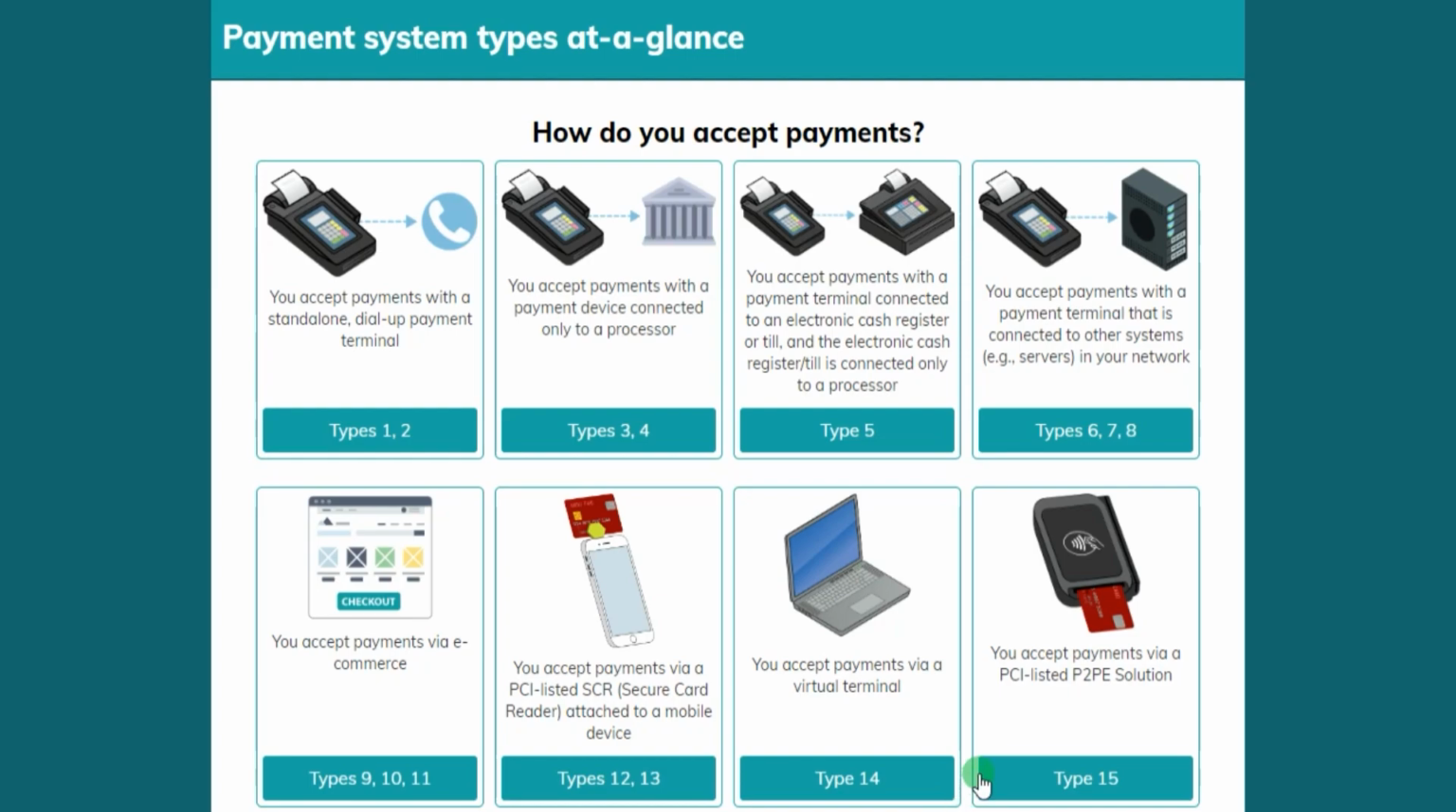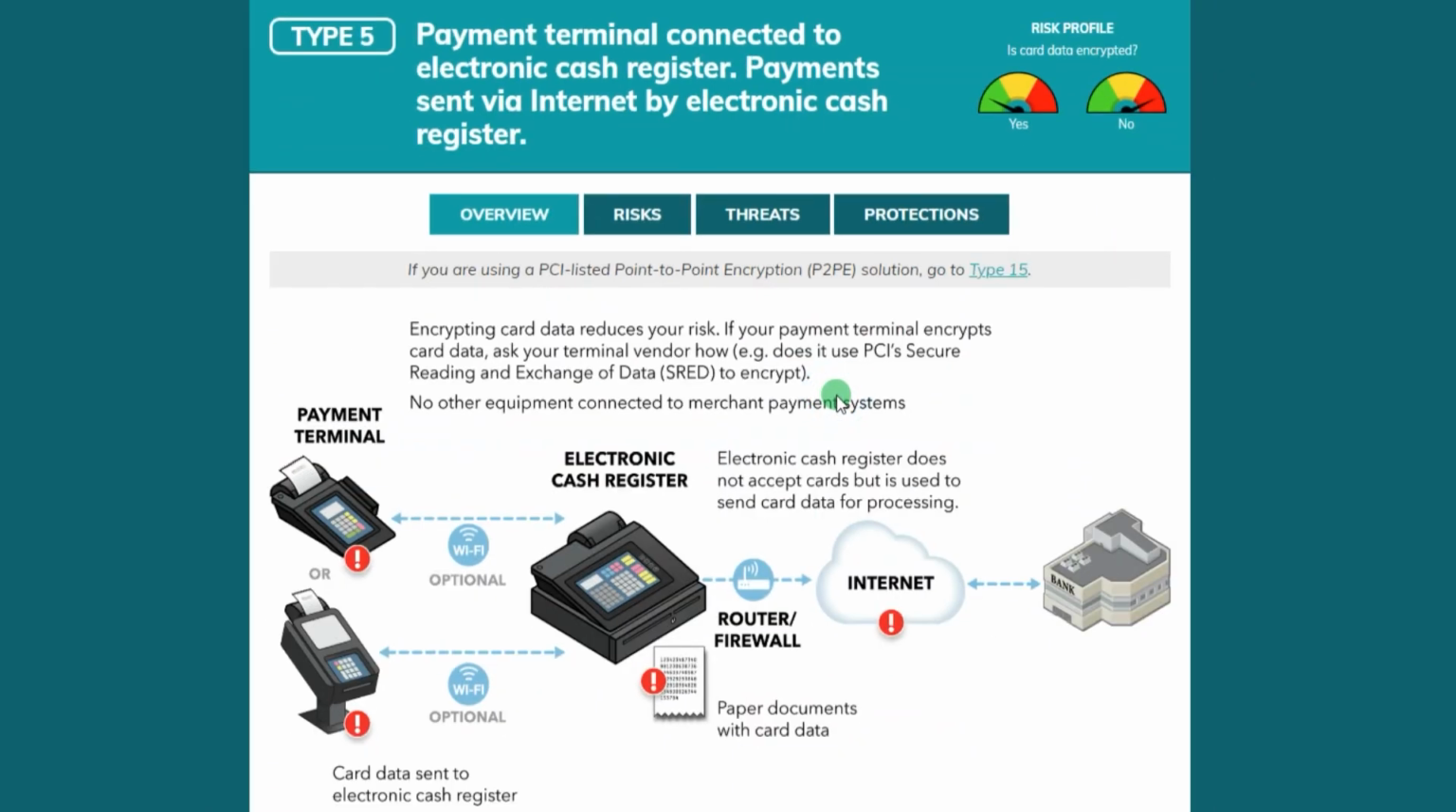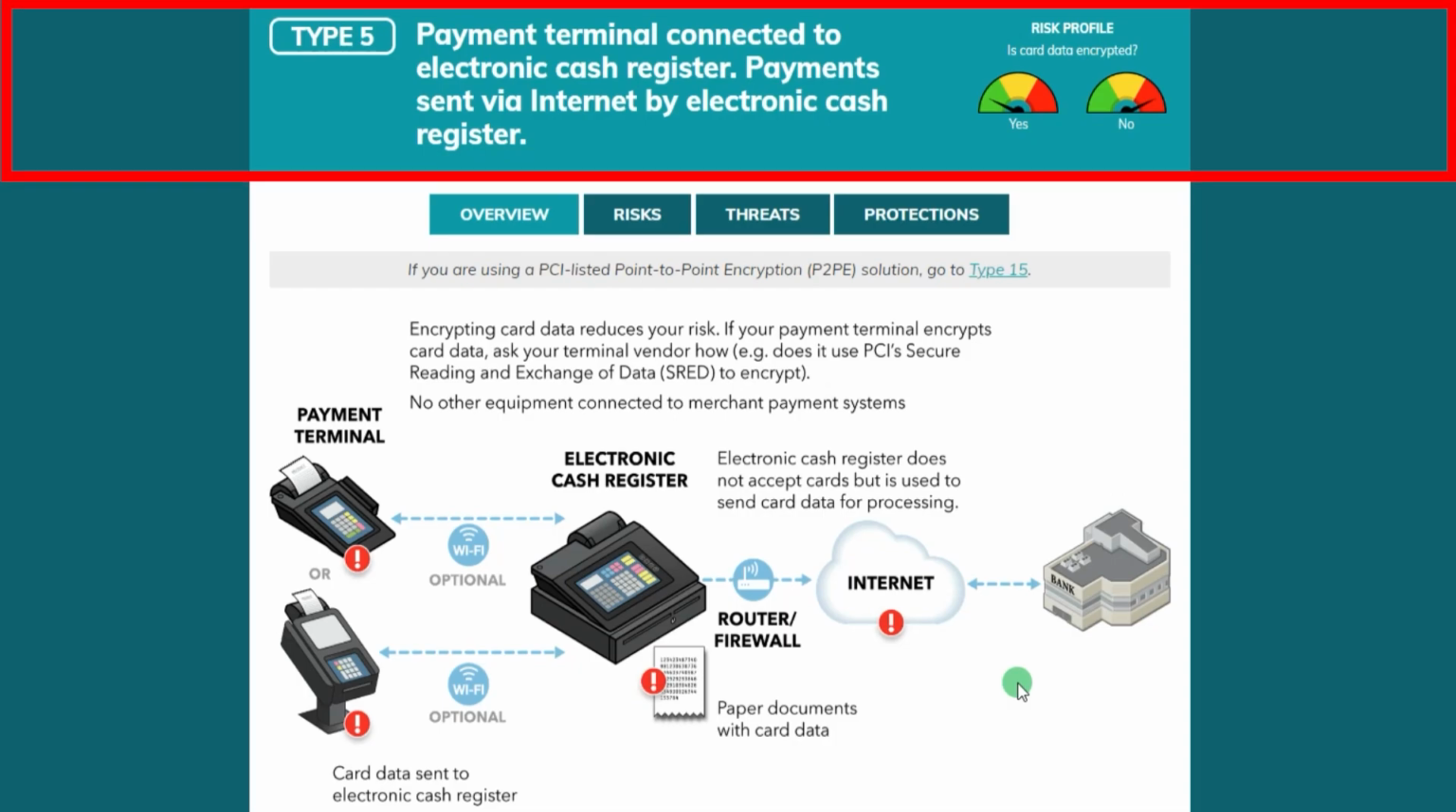Now, let's review payment system type number 5. Payment terminal connected to electronic cash register. Payment sent via internet by electronic cash register is basically the same payment system type as our previous one. The only difference is that we can have either a payment terminal or a payment system like this one. I'm assuming this is a P2P solution. Basically, the card data from this point to this point is going to be encrypted, and it is going to be encrypted from the electronic cash register to the bank.